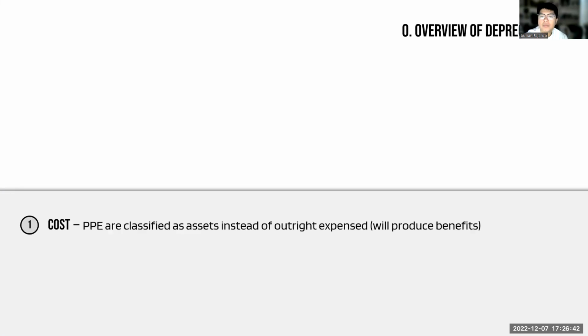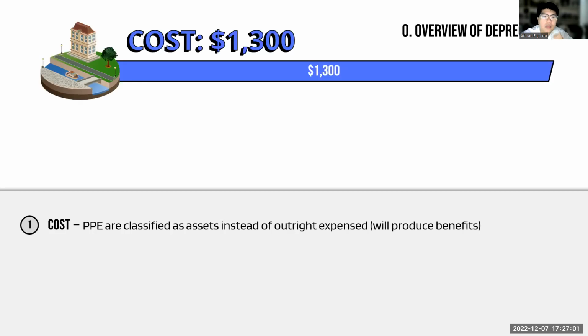So for depreciation, the first term na I want you to understand is cost. So cost, like what we mentioned in initial recognition, is that PPE are classified as assets instead of outright expense because we expect those equipments, those land, to produce benefit. So if I spent $1,300 on, let's say, a computer, that cost will be PPE, debit PPE 1,300, credit cash of 1,300. So clear tayo with the first term, cost.